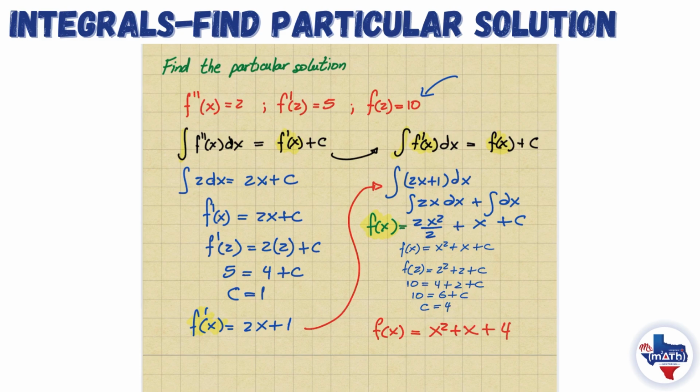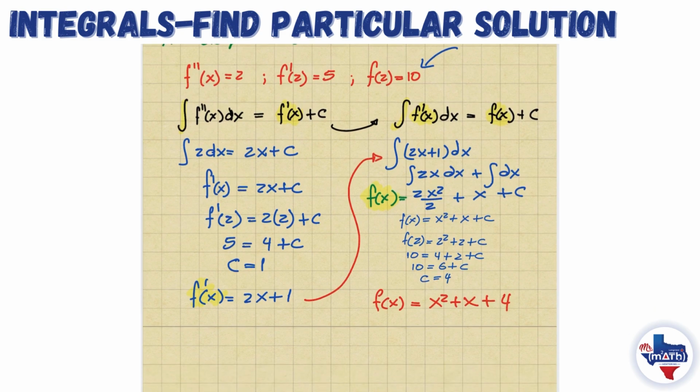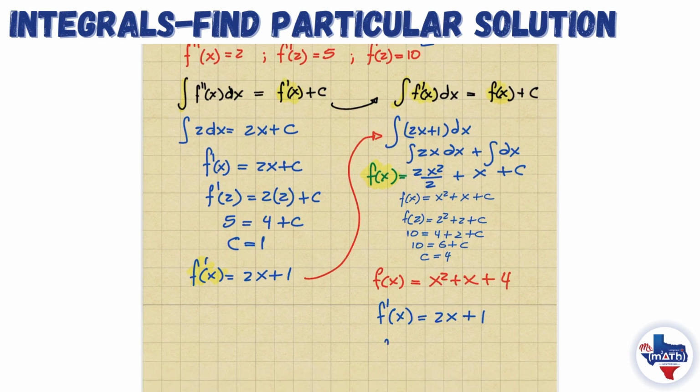Now, if we find the first derivative here, see that the first derivative should be 2x plus 1, and f of 2 here is 5. And if we find the second derivative here, this is just 2.